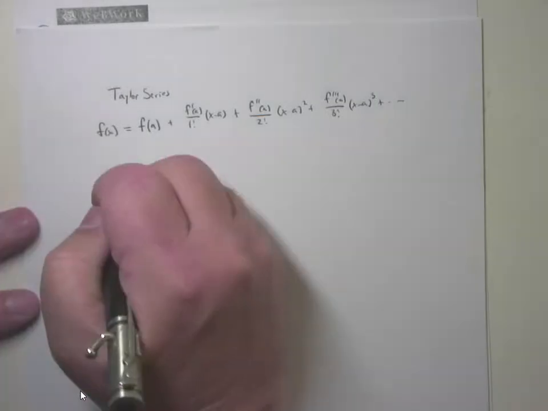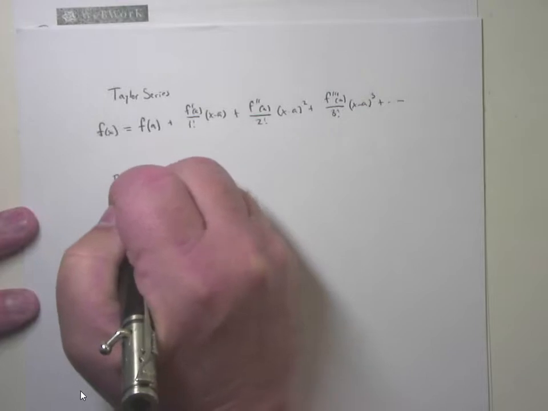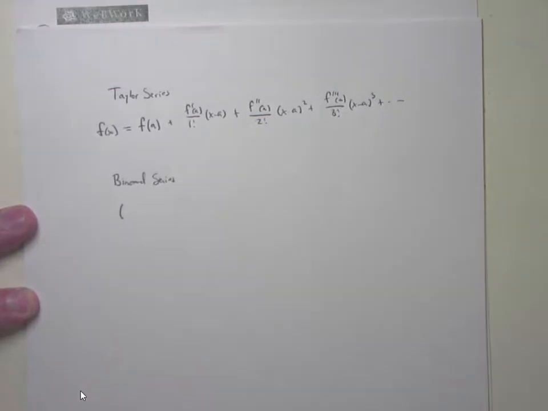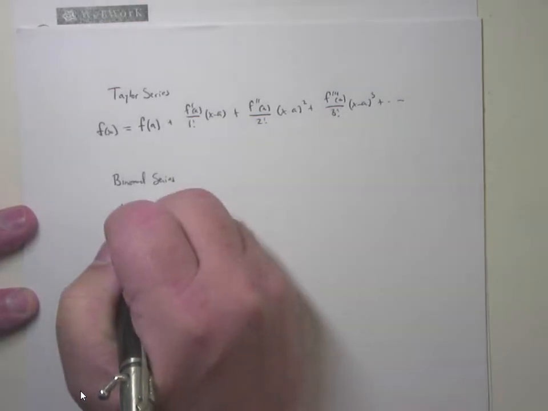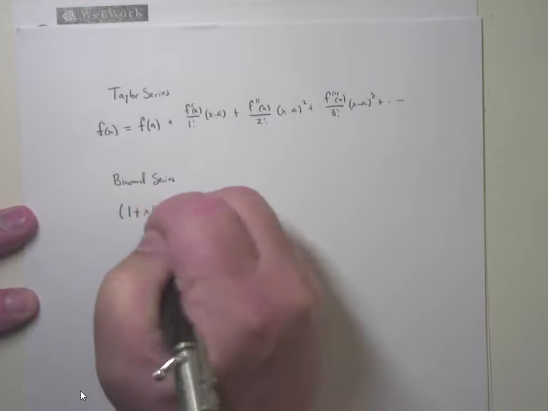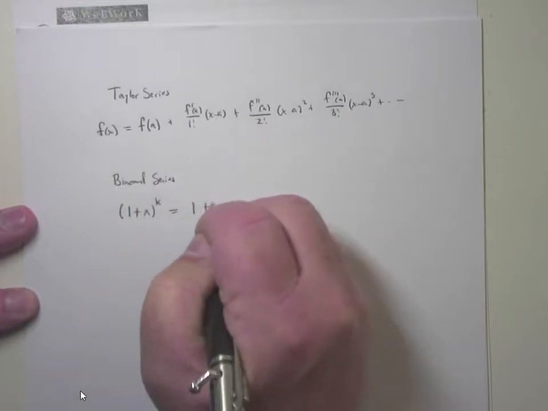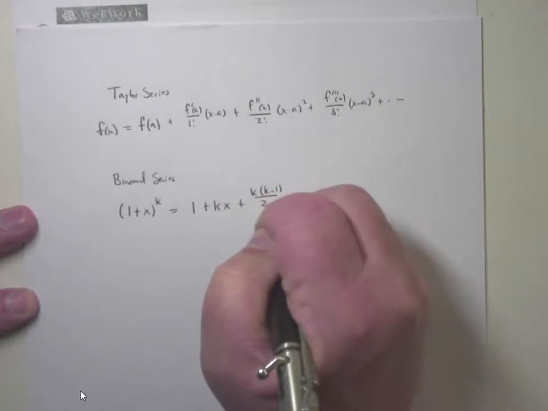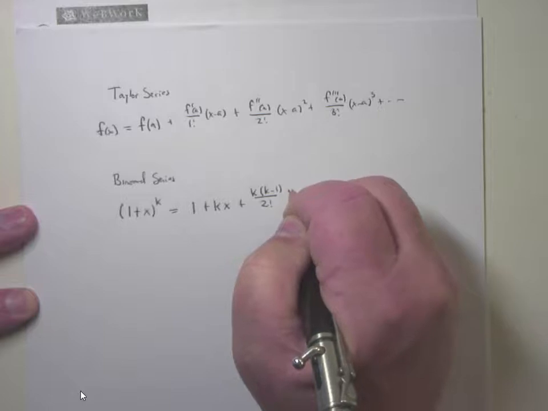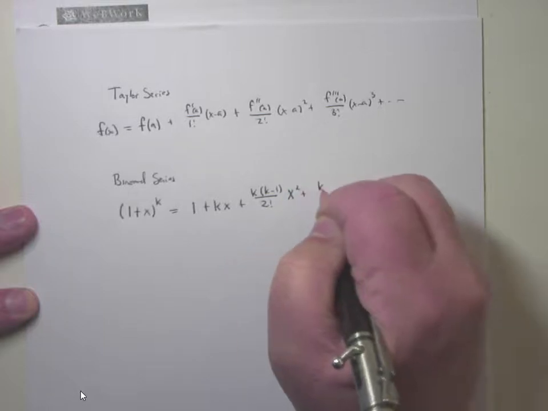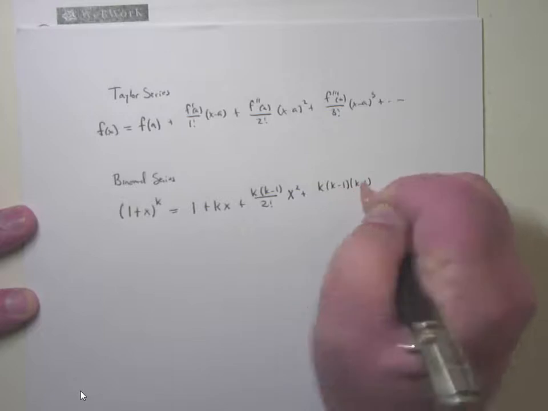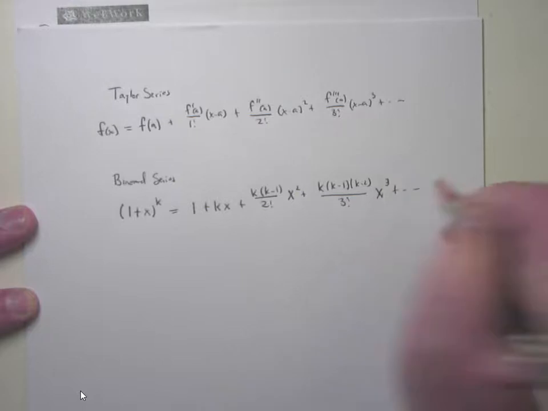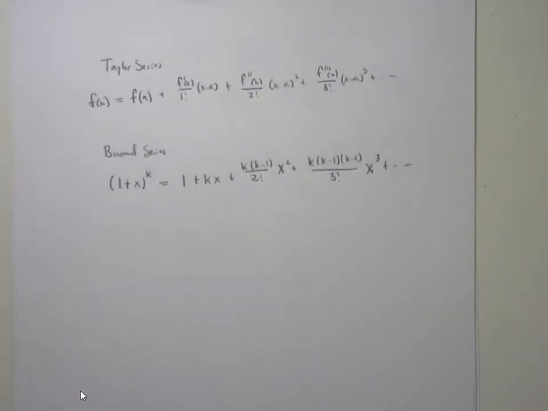Now, in terms of the binomial series that you have memorized, a binomial function of the form 1 plus x to the k is equal to 1 plus k times x, plus k times k minus 1 over 2 factorial times x squared, plus k times k minus 1 times k minus 2 over 3 factorial x cubed, plus dot dot dot. These are your two forms you need to memorize.